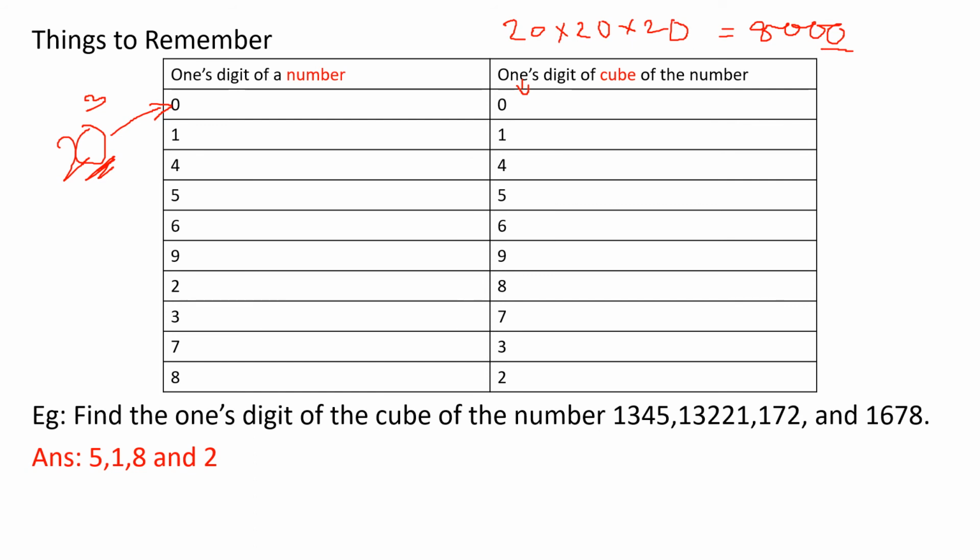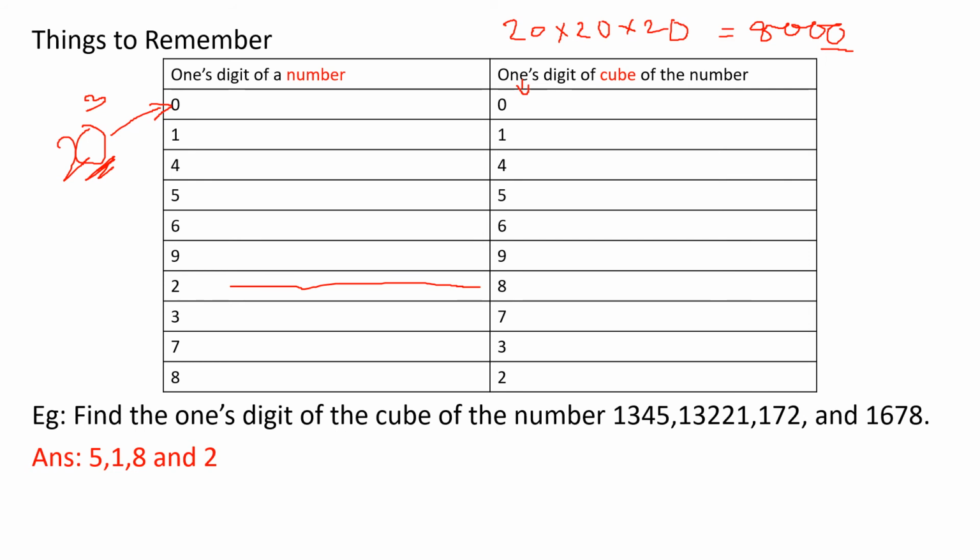the cube of the number also ends in 1. If a number ends in 4, the cube also ends in 4. If a number ends in 5, the cube also ends in 5. If a number ends in 6, the cube also ends in 6. If a number ends in 9, the cube also ends in 9. Now check it. If a number ends in 0, the cube ends in 0. 1 means 1. 4 means 4. 5 means 5. 6 means 6. 9 means 9. So same.